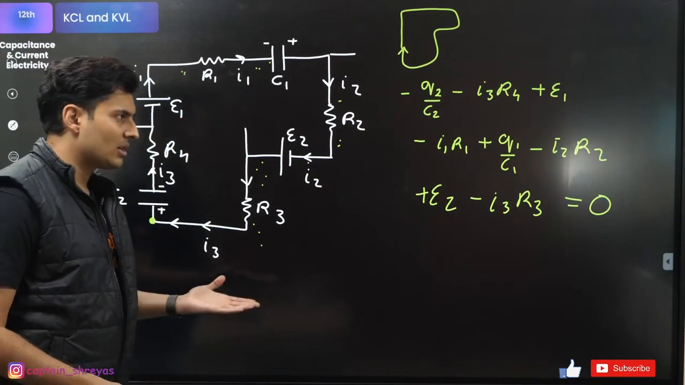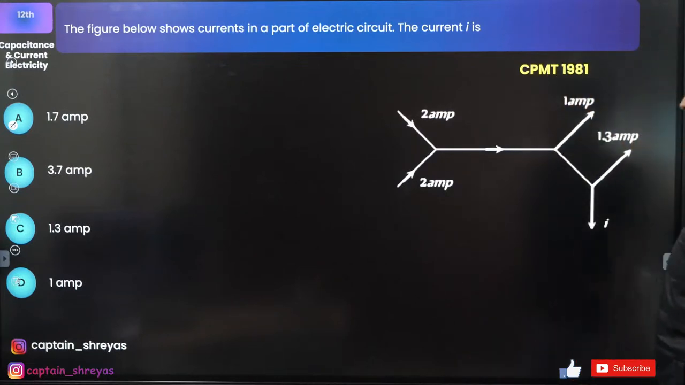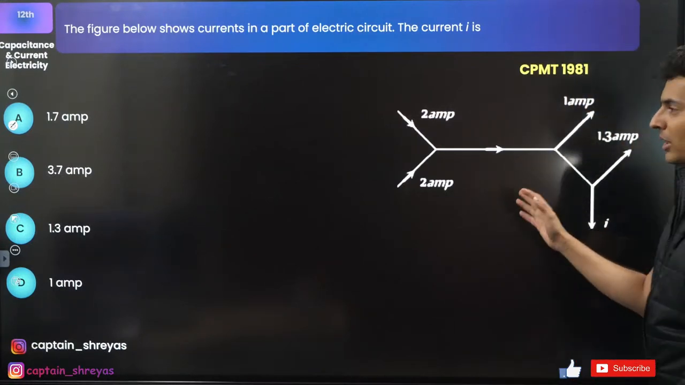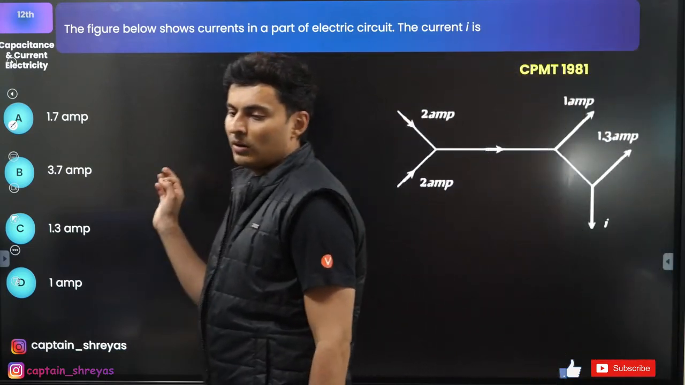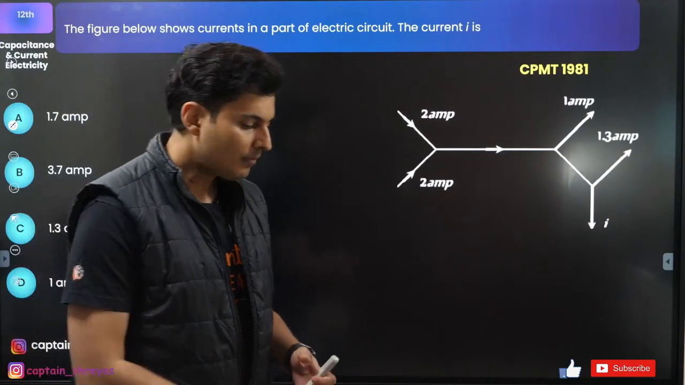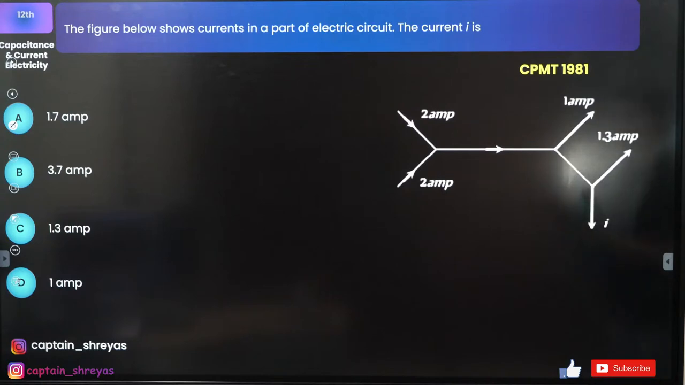So this is how questions are solved. Let's solve some questions based on this. The figure shows currents in part of an electrical circuit. The current I, this current I, is completely based on Kirchhoff's current law. Everyone start answering this. It's a previous year question.